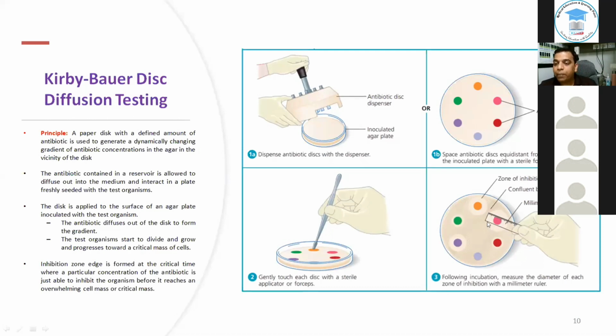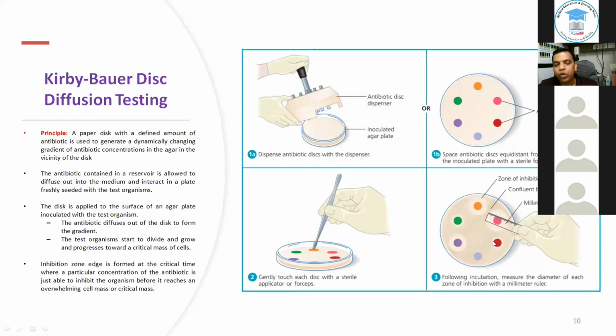If the particular zone size is more than the particular breakpoint given by guidelines, then it is sensitive. Or if it is less than the particular breakpoint given in the guidelines, then it is resistant. If it is in between, we interpret it as intermediate. So this is how Kirby-Bauer disk diffusion is done.